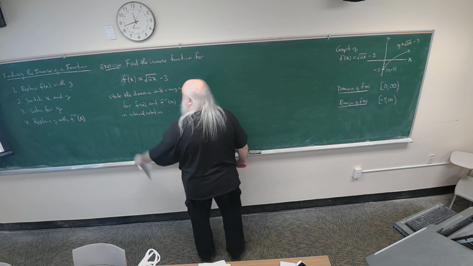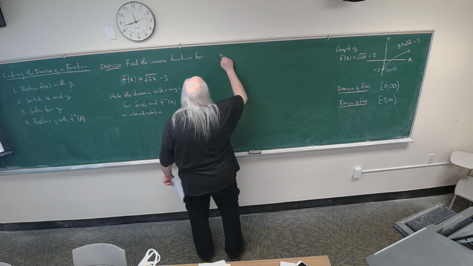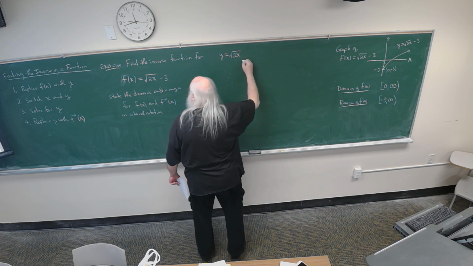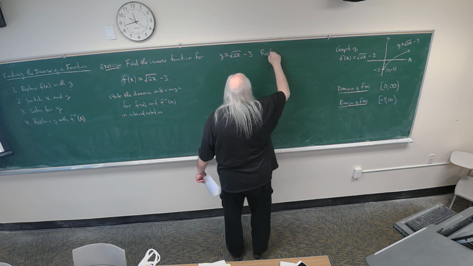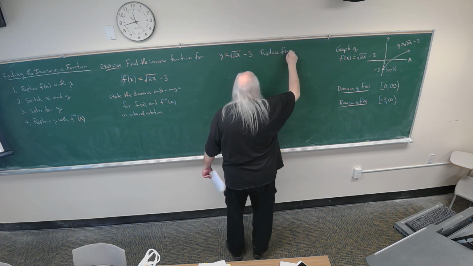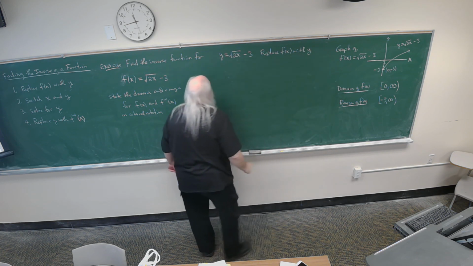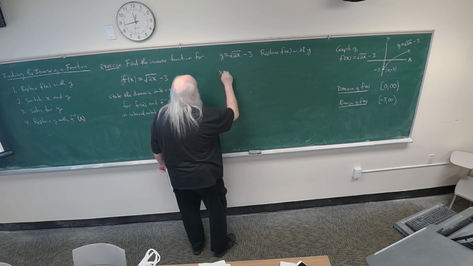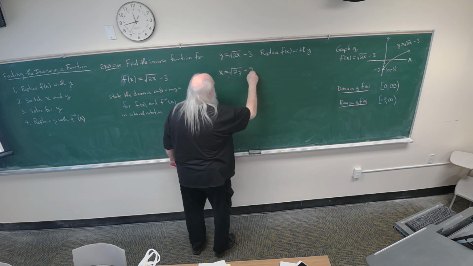So to find f inverse of x, step number 1, replace f of x with y. So we have y is equal to the square root of 2x minus 3. What's the next step? Switch x and y, right? We have x is equal to the square root of 2y minus 3.